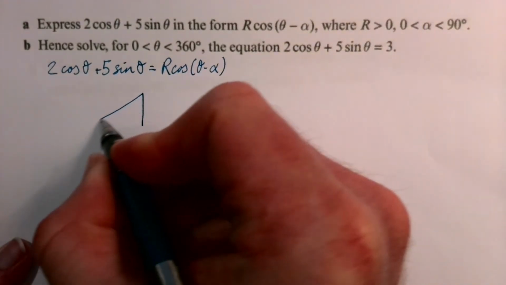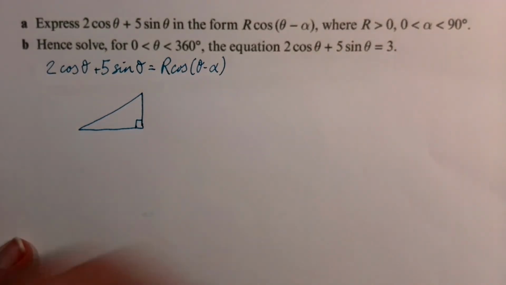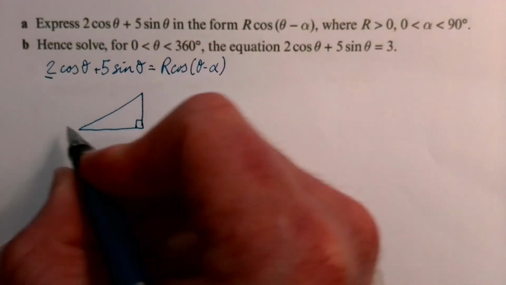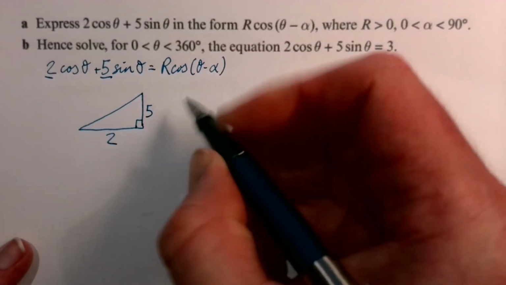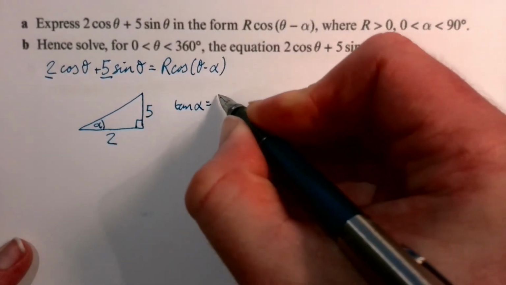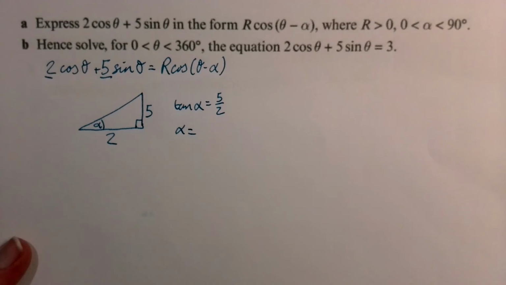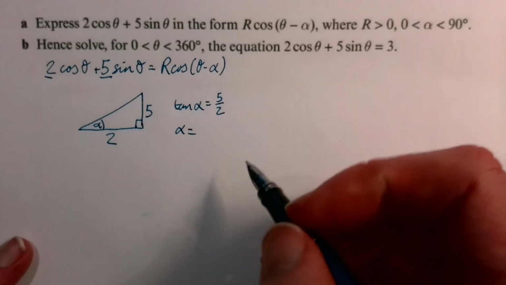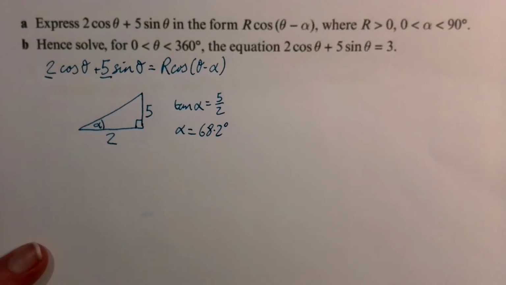So there's my little right angled triangle. I do want it in cos, and I've got cos first of all. I didn't check that before I wrote it down, so always watch out for that. So the 2 goes down to there, the 5 goes across to here. We have tan alpha equals 5 over 2. So alpha equals inverse of tan 5 over 2, which gets me 68.2 degrees to 1 decimal place.